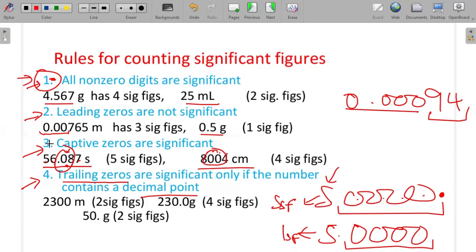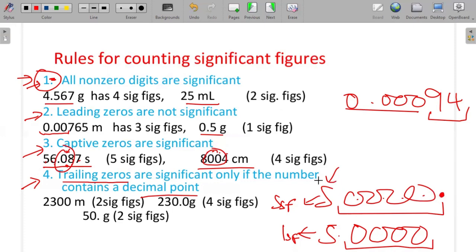And then we classified the 3 zeros that we can have. The leading zeros are never significant, even if there's a decimal point. The captive ones are always significant. The trailing zeros are only significant if that number has a what? A decimal point like this one here.